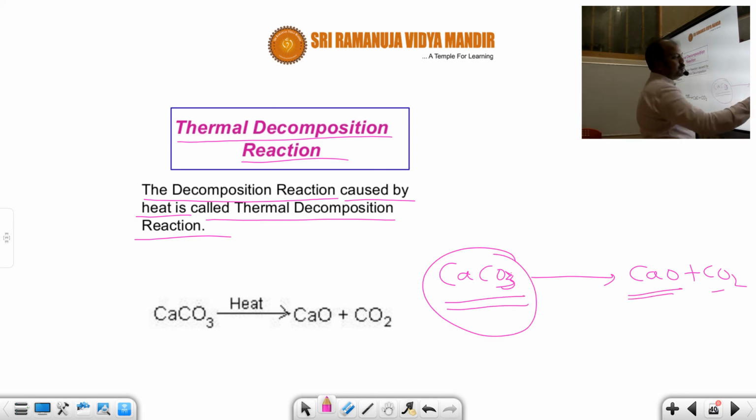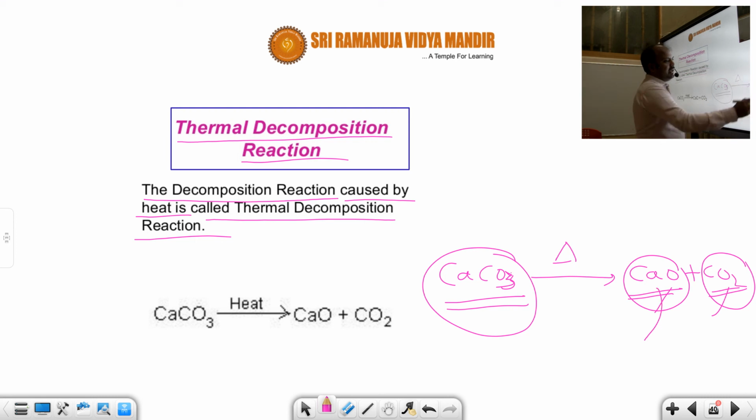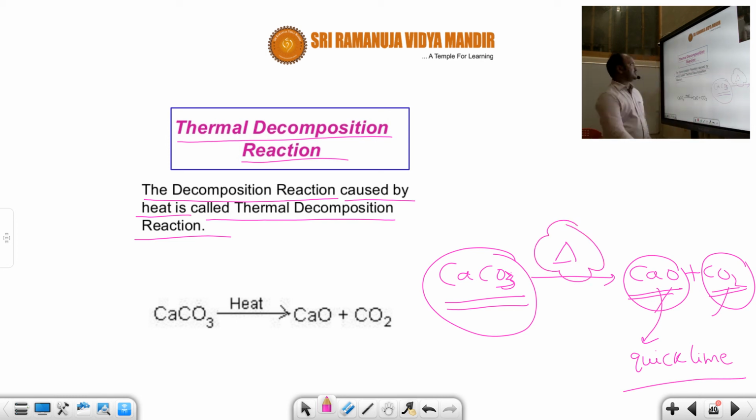Calcium carbonate is a single substance. It can be converted into two or more substances. In this case, two substances will be formed. But this reaction takes place in the presence of heat energy. Whenever we supply heat energy, only then does this calcium carbonate break down into calcium oxide and carbon dioxide. Calcium oxide's commercial name is quicklime. So this reaction takes place in the presence of heat energy. That's why this is called thermal decomposition reaction.